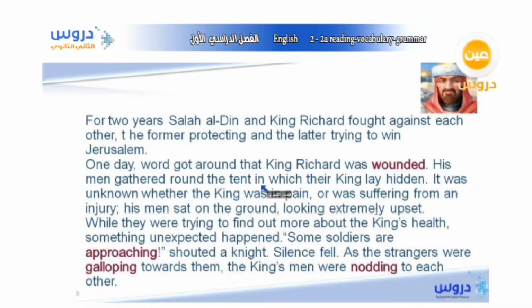One day, word got around that King Richard was wounded. His men gathered around the tent in which their king lay hidden. It was unknown whether the king was in pain or was suffering from injury. His men sat on the ground looking extremely upset while they were trying to find out more about the king's health. Something unexpected happened. Some soldiers are approaching, shouted a man at night. Silence fell as strangers were galloping towards them. The king's men were nodding to each other.